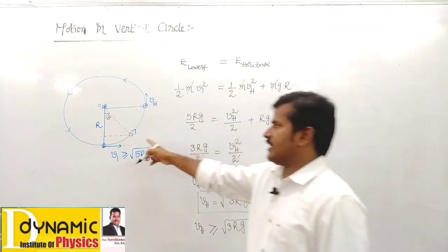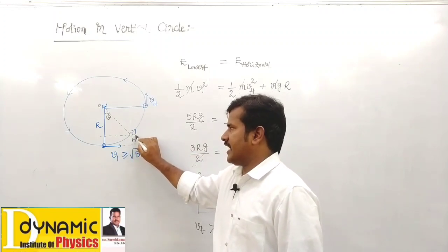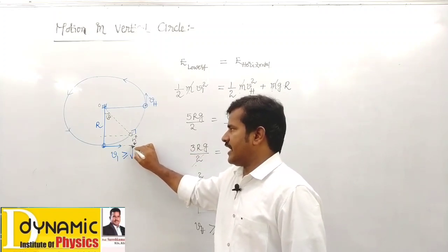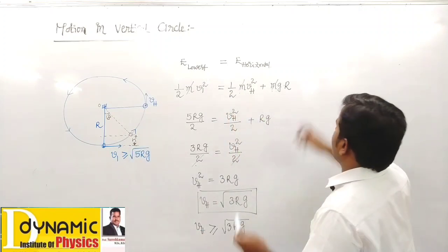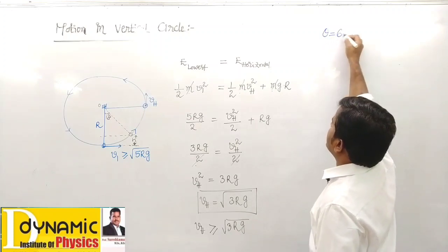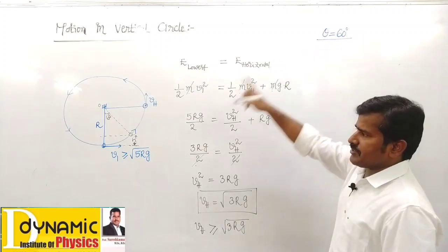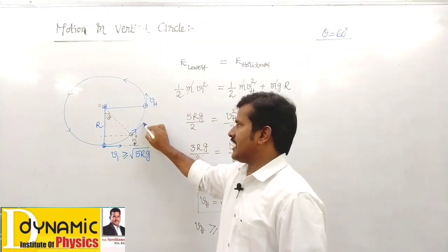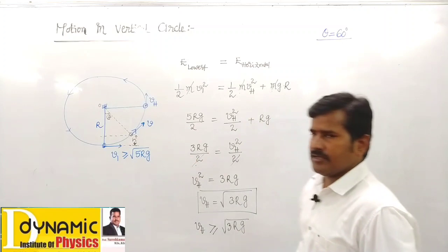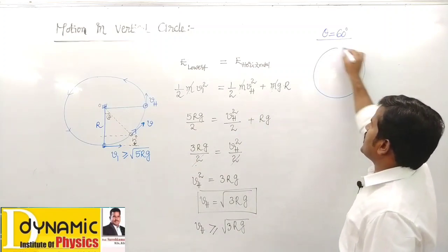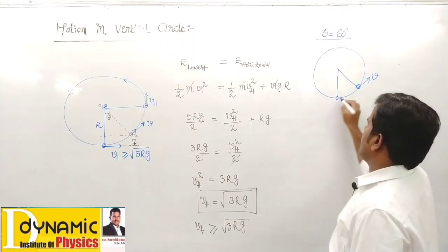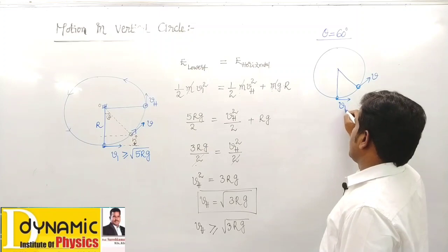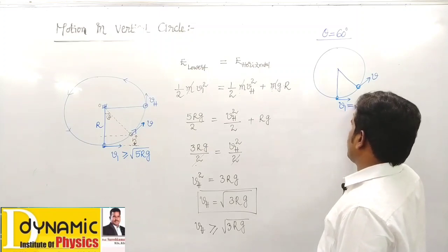For the 60 degree position we take h as the height from the ground. Using conservation of energy at the position of angular displacement theta equals 60 degree, we want the velocity at this place. Here the velocity at the lowest position is v1, whose value is more than or equal to root 5rg, the minimum velocity.